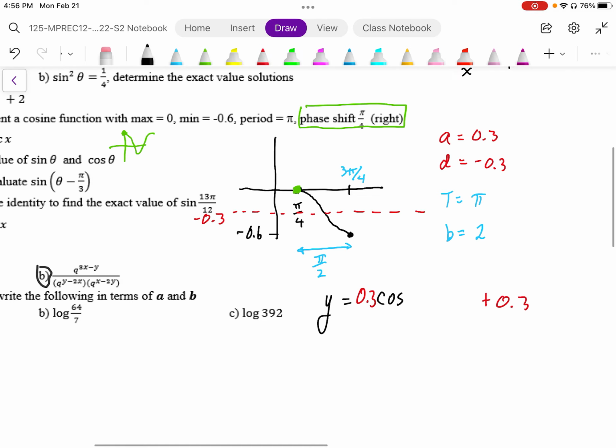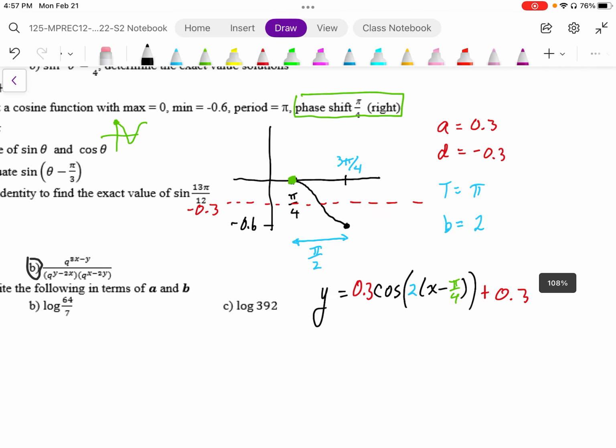And inside the function, the horizontal, I'm going to have a times 2 for my horizontal compression. And then for my phase shift of pi over 4, it's going to be minus pi over 4. And that represents my phase shift. So then I have all the parts I need. I've got my amplitude, I've got my vertical shift, I've got my horizontal compression, and my horizontal shift involved in that. So there's my equation.